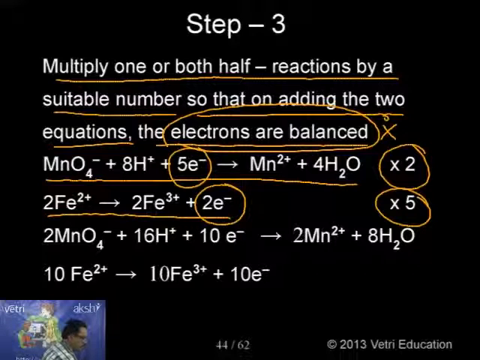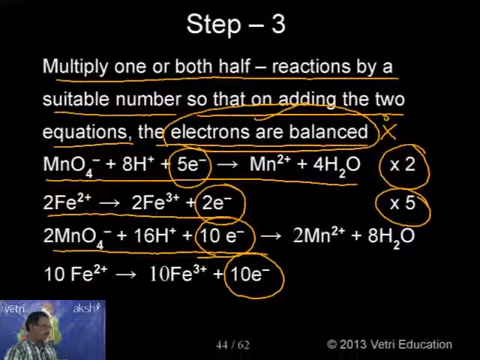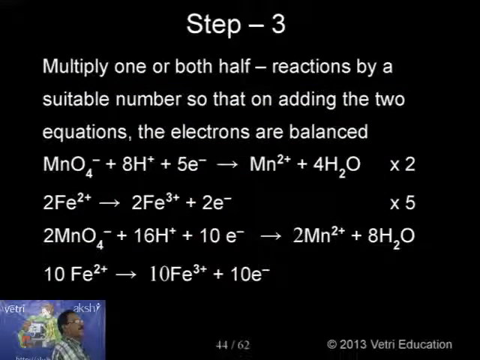Just see here in this equation I have shown you. I added 10 electrons, that means 2 into 5. The same in the second case, 5 into 2, the total number of electrons is 10. So both cases have 10 electrons; this is the step 3 state. Multiply one or both half reactions by a suitable number so that on adding the two equations, the electrons are balanced. In the first case I multiplied by 2 and got 10 electrons. In the second case I multiplied by 5 and got 10 electrons. In both cases, 10 electrons. Now we have to add these. Let me go for step 4.